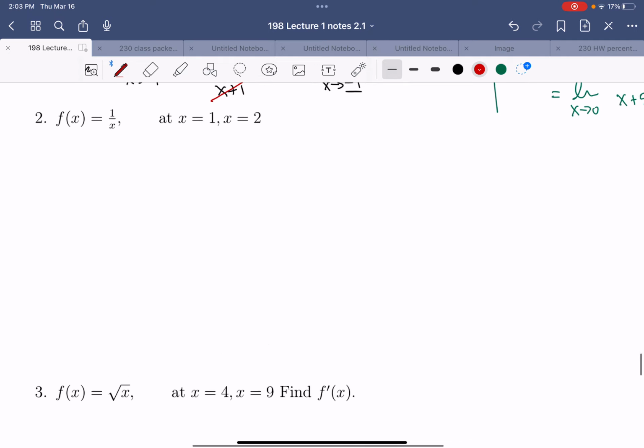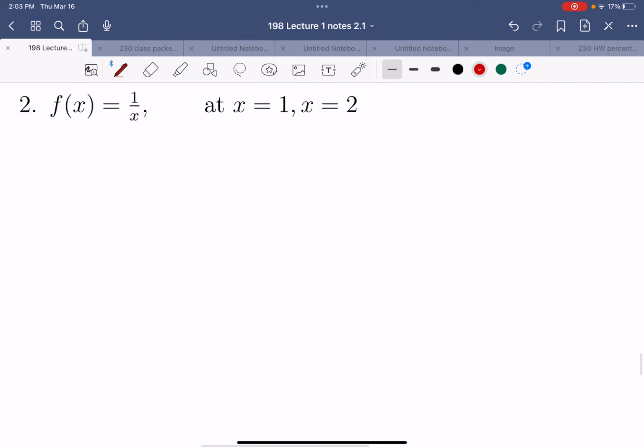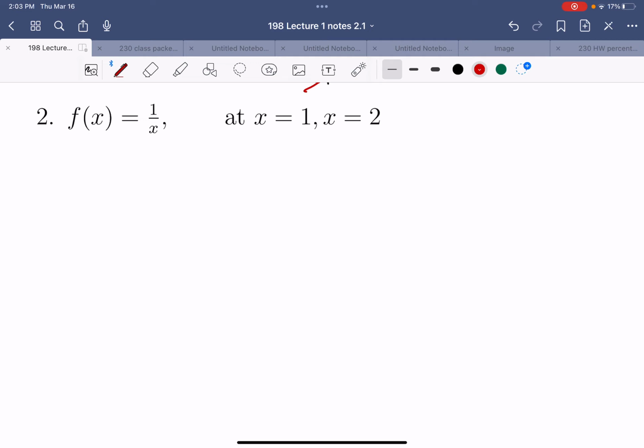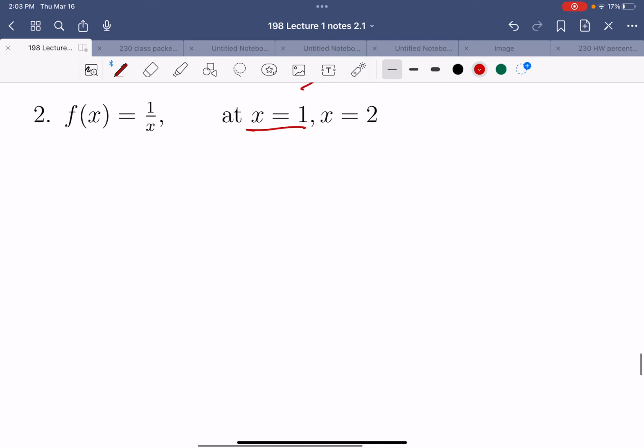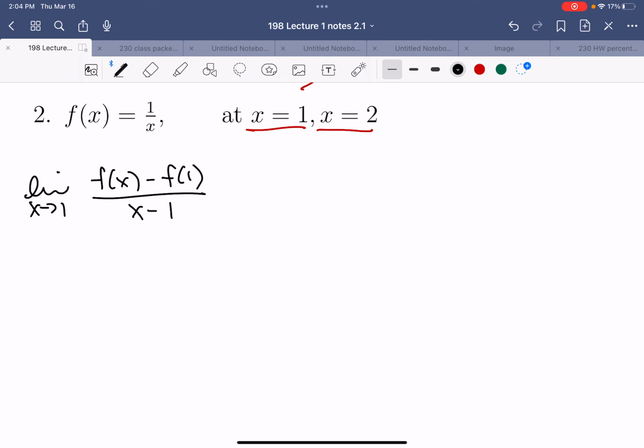number 2. And again, I'm using that first formula here, the f of x minus f of a over x minus a. So if you have the function f of x equals 1 over x, and I'm looking at two different limits here. To start, I'm going to go with the limit as x goes to 1, because that's the first x value. And I'm going f of x minus f of 1 all over x minus 1. Okay, and so this is the limit as x goes to 1.